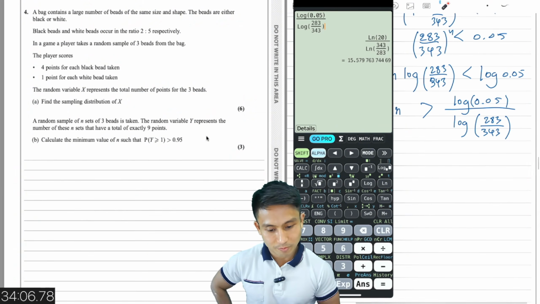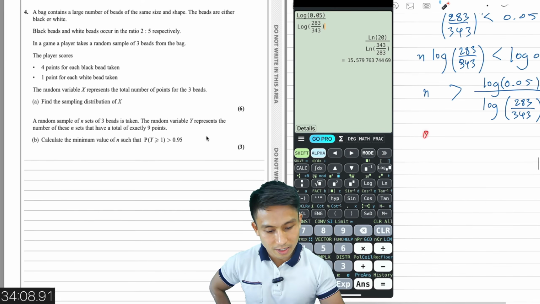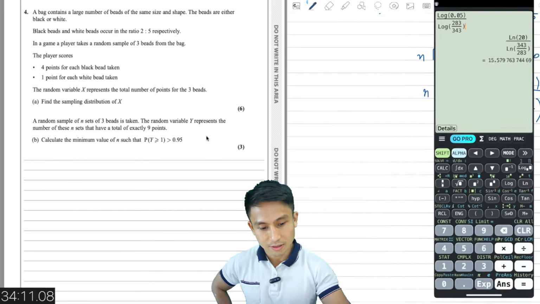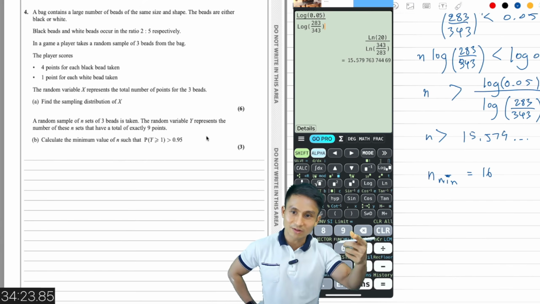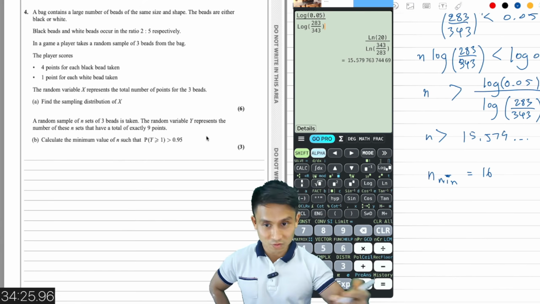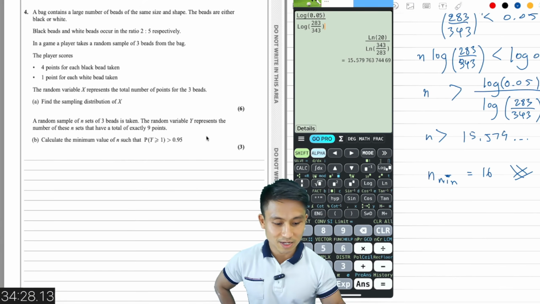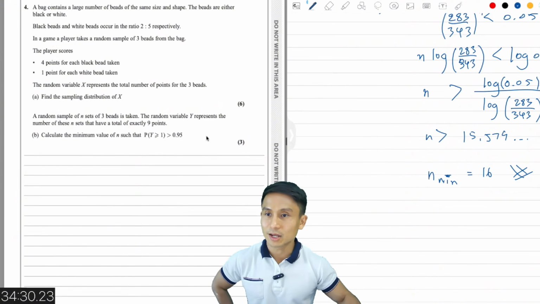Okay? Yep, so n is greater than 15.579, blah, blah, blah. So we want the minimum value. That means n minimum is just 16 because it's got to be greater than 15.5. So that's 16 there. So 16 is the answer. Okay, that's it.